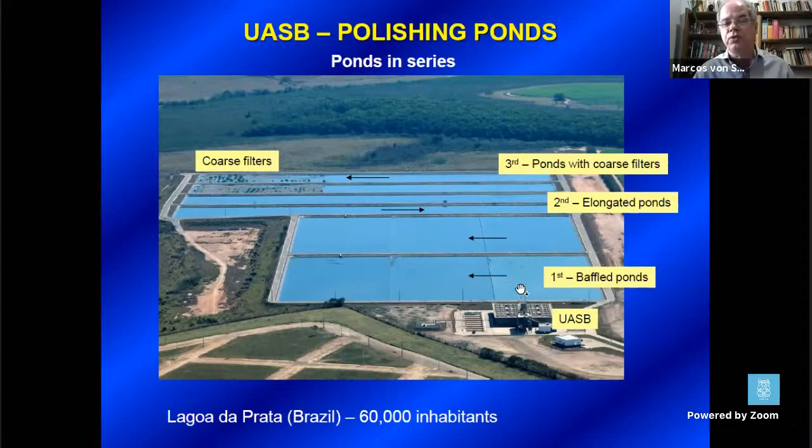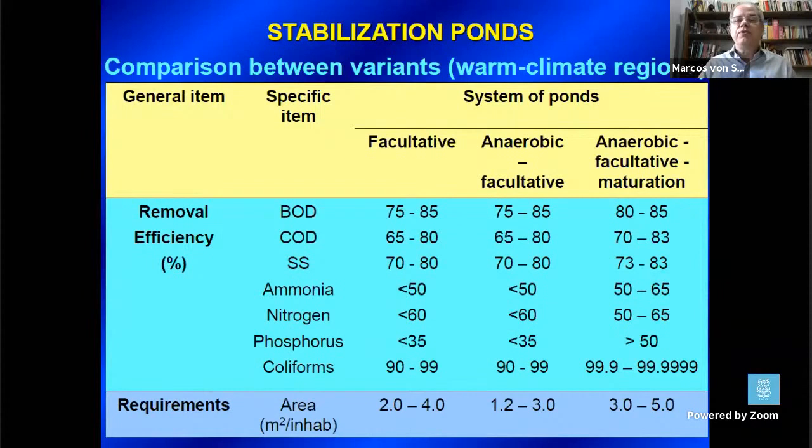So this is a table for you to look later on, making a comparison between the major systems we saw now in terms of removal efficiency, in terms of land requirements. Removal efficiencies, we will talk about later on. But you can see, BOD removal efficiencies in all these variants are around 80%. We cannot expect much more than this. This is inherent to the simple process of stabilization ponds. So that's the typical efficiencies we are going to get.